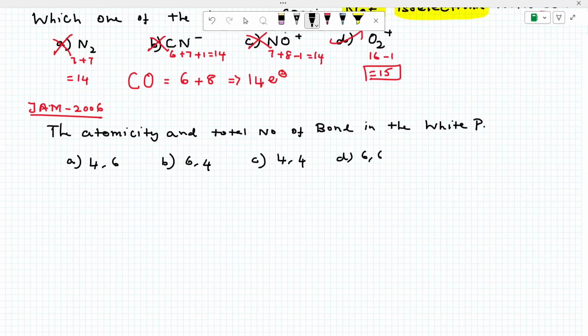Just now we discussed it. What is the answer? Anyone? Option A. Good. Why option A? Because white phosphorus is nothing but P4. How many bonds are there? 1, 2, 3, 4, 5, total 6. Total bonds is 6 and atomicity is 4. Option A. Simple, right? You got the answer right.